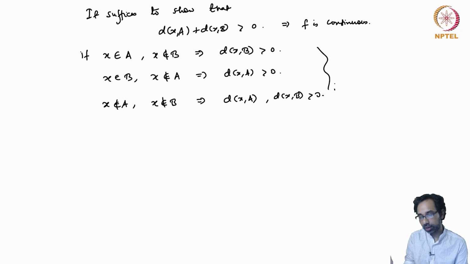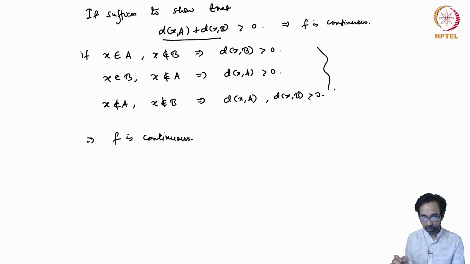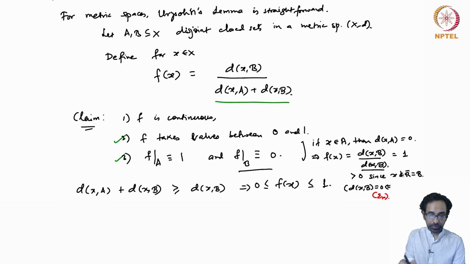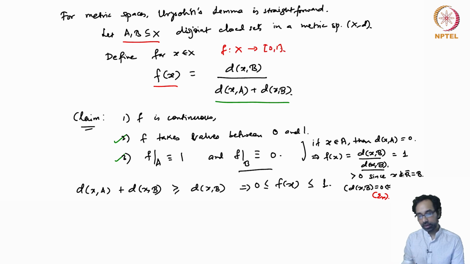So in each of these three cases, we have that the sum is going to be strictly positive. So this implies that f is continuous, and we have separated our two sets A and B. So let me go back. We have a separation with respect to this continuous function f from X to [0,1] that separates A and B. So for metric spaces, this is not so difficult.